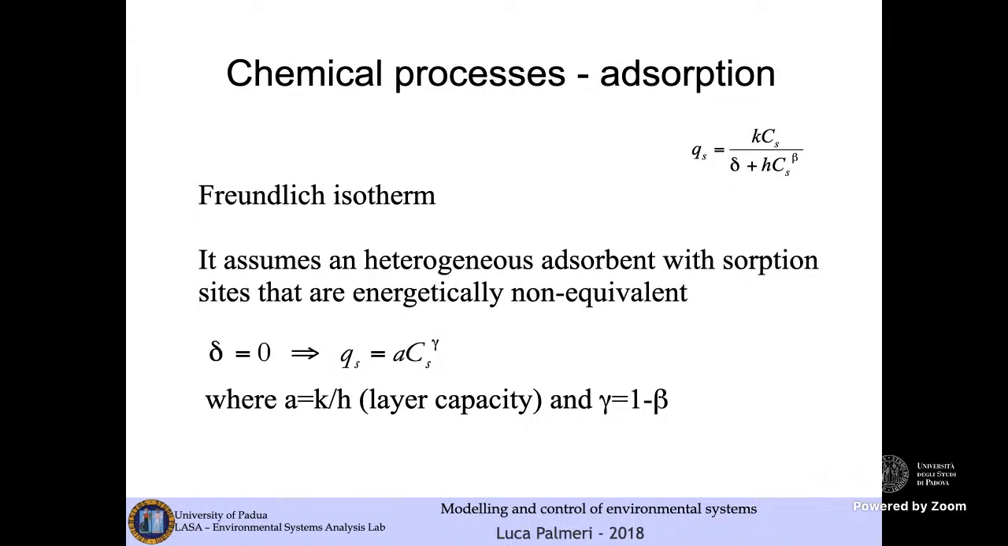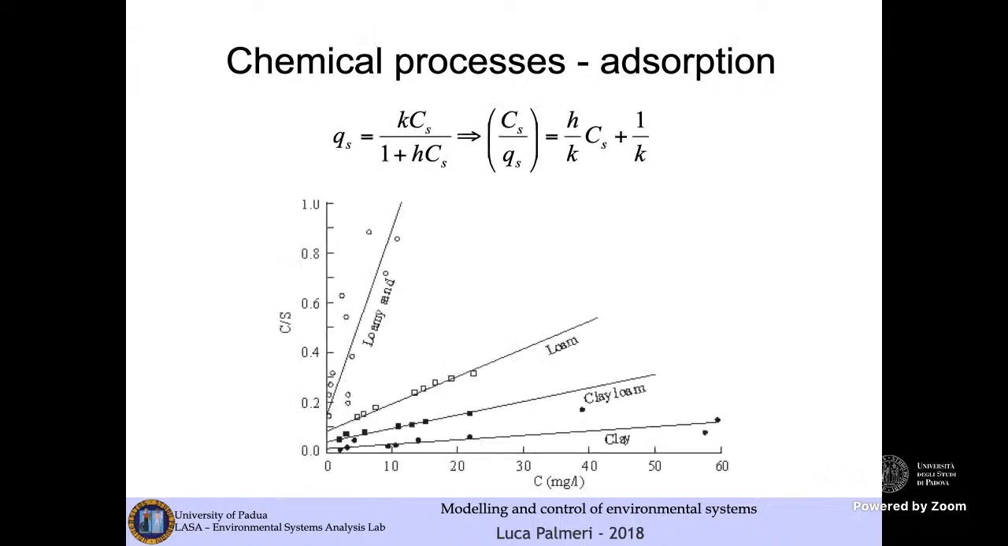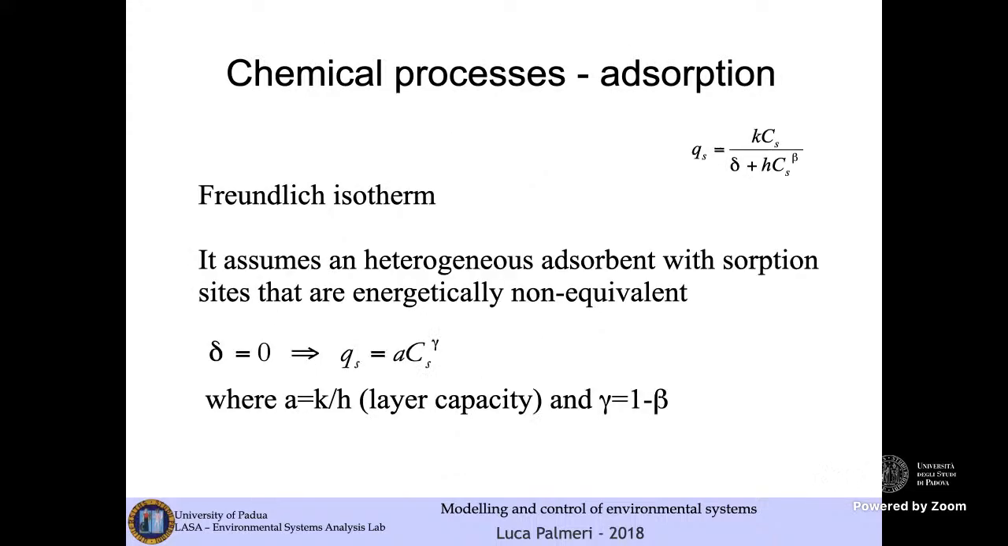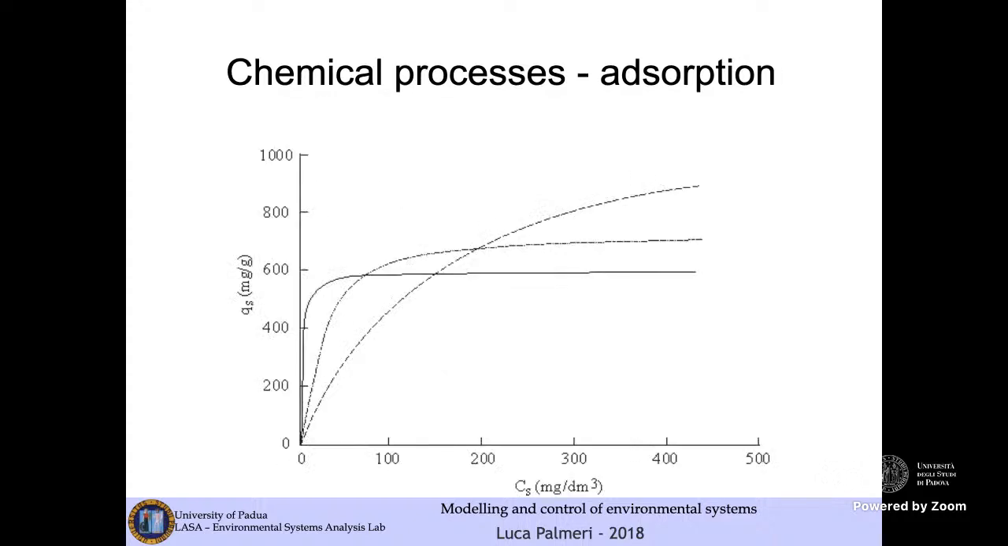You see that this has a log-log linear relationship. If you take the logarithm of the two concentrations, then you will end up with a linear relationship. That explains in particular why in some cases you have these kinds of relationships. As always, K over H is called the layer capacity, or the constant A that appears in front of the concentration in the liquid phase.